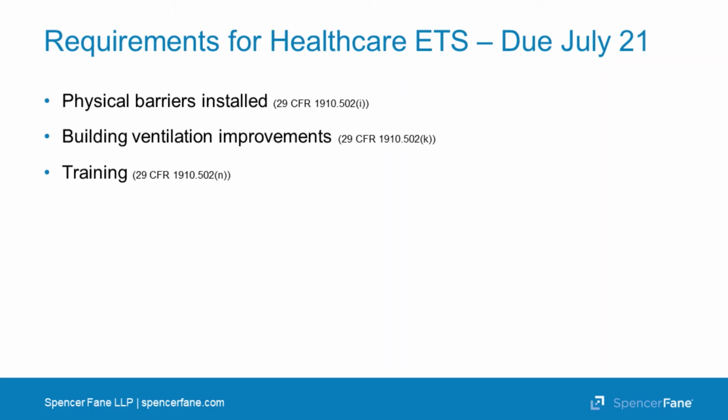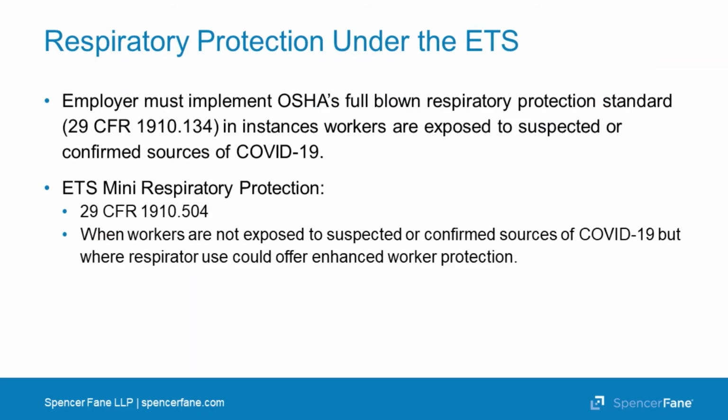Probably the most cumbersome aspect of the rule is that OSHA expects that your HVAC systems would be designed and maintained in accordance with manufacturer's instructions, with air filters that are rated with a MERV rating of 13 or higher if your system allows it. So you're going to need to work with your building engineers and your HVAC contractors to evaluate those ventilation systems. And then lastly, of course, is training.